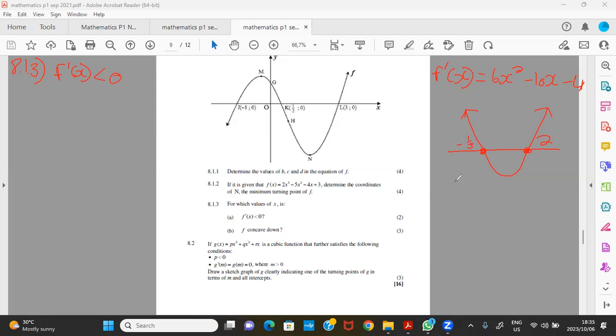So let's try and understand. Basically, another way of saying f prime x will be less than 0, we can say y will be less than 0. So we are saying, for which values of x will we have corresponding y values which are less than 0? But then we just want the corresponding values of x.